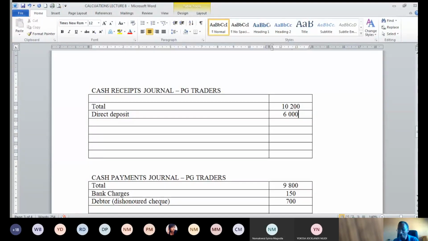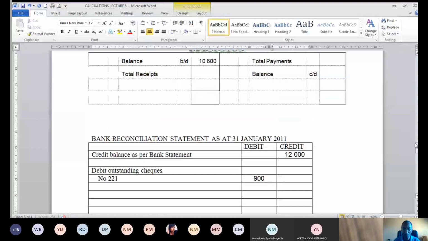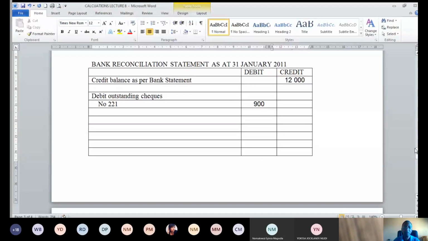I'm on to number 5 now, guys. Information under number 5. The following items appeared in the cash journals only. These are items that appear in the cash journals. It's not on the bank statement. So we record this now in our bank reconciliation statement.